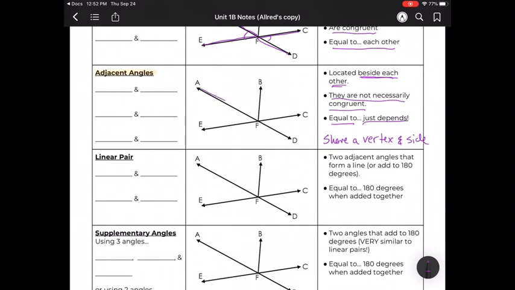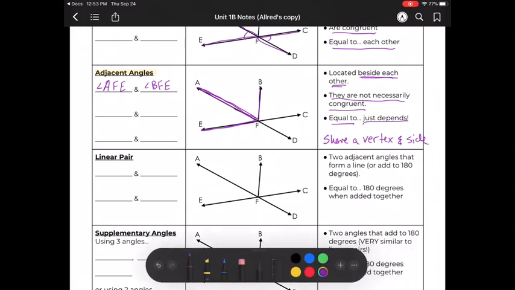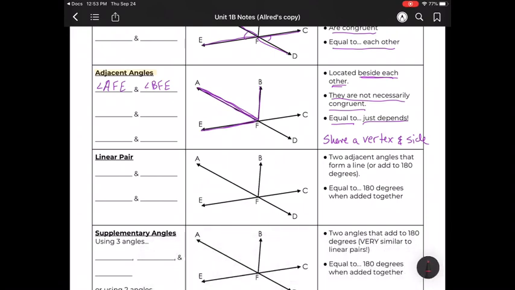So let's say I started with angle AFE. That angle is adjacent to actually two different angles because there's two sides that it could share with something else. But for our first example, we're going to say angle AFE is adjacent to angle BFE. You can see they share that side FE and they share the vertex F. Those are adjacent angles. Okay? Adjacent angles could also be angles BFC and DFC.